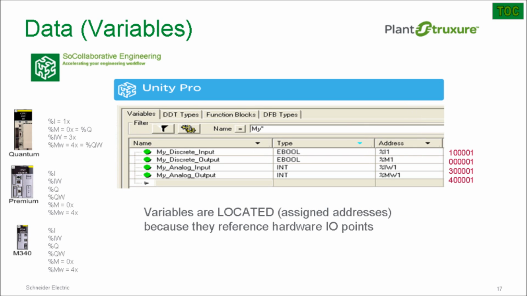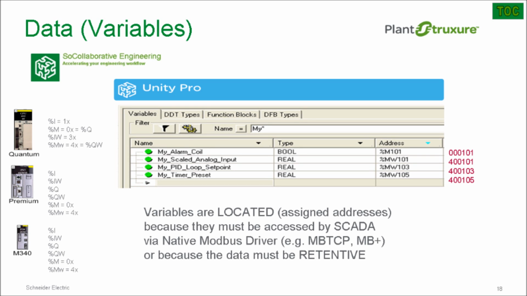There are only three reasons to locate a variable in Unity. First, variables are located, assigned addresses, because they are bound to hardware I/O points, or because they must be accessed by SCADA via native Modbus drivers, like Modbus, Modbus TCP, or Modbus Plus, or because the data must be retentive. Retentive data is data that is maintained through a power cycle of the CPU. Locating variables requires the user to keep track of used and available addresses.